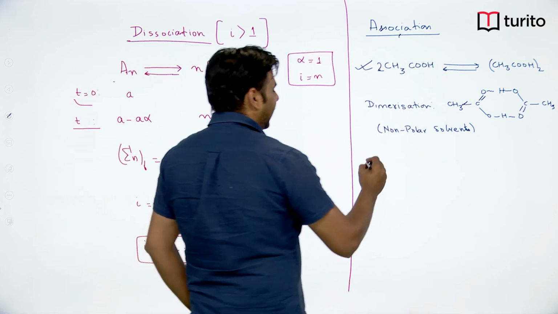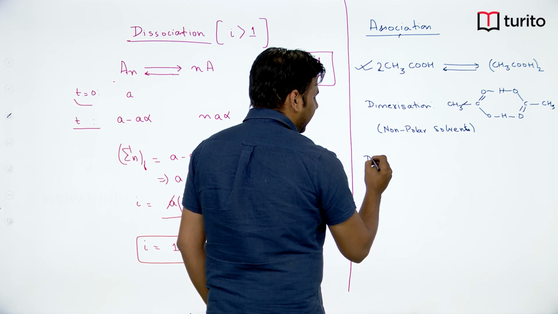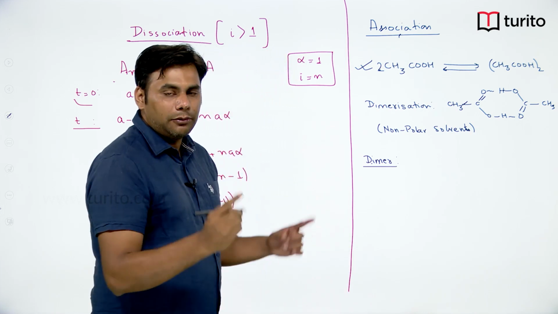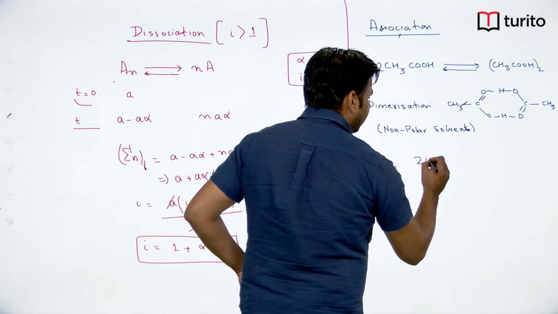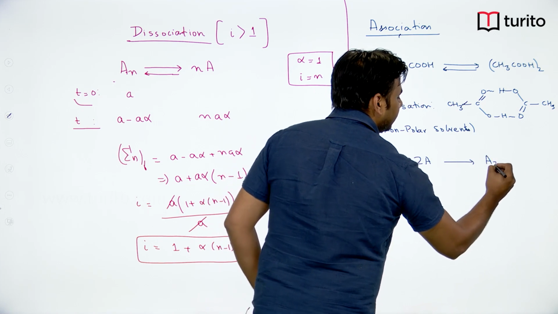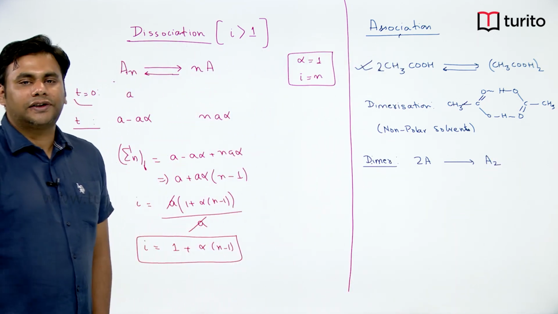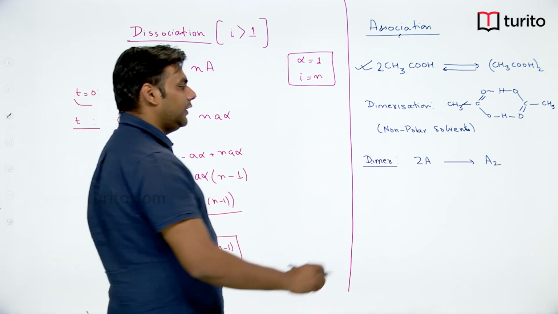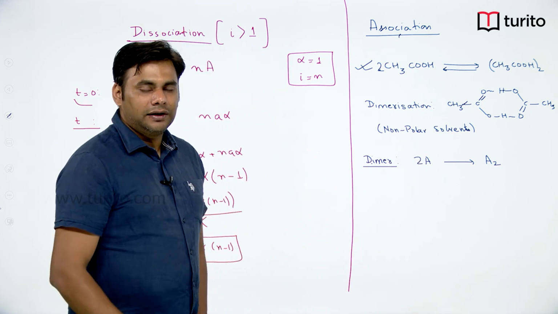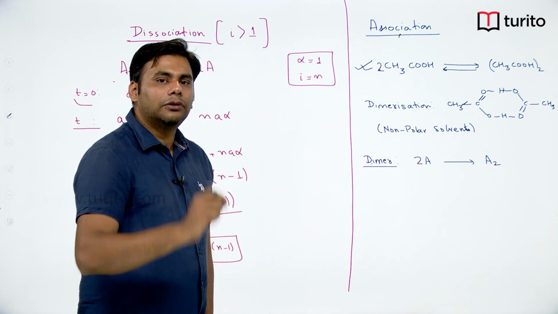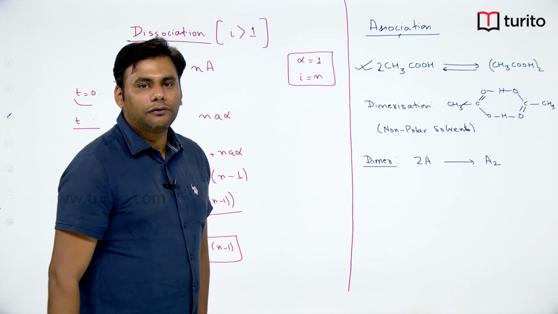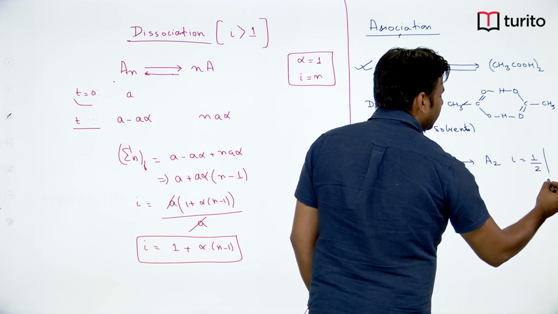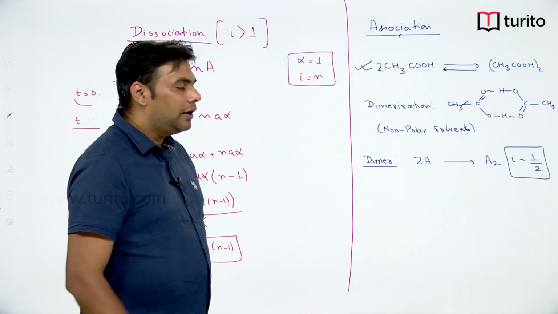So let us say that we are taking a case of dimerization. In a dimer, 2 molecules would come together and dimerize. If the degree of dimerization, or the degree of association, is 100%, what we'll say is we added 2 particles initially, and in the solution it became only 1 particle. So the final number of particles was 1 and the initial number of particles was 2. So Van't Hoff factor would be half.